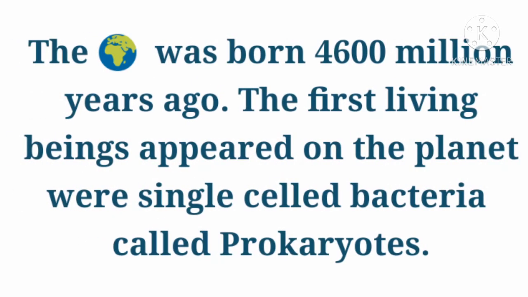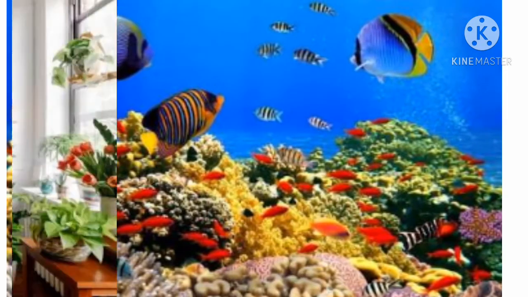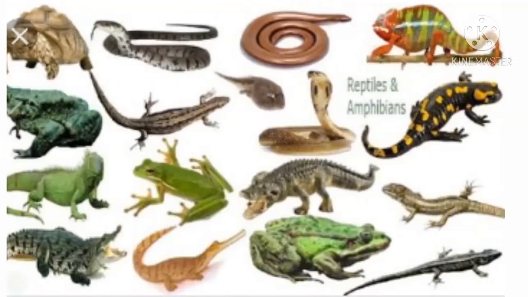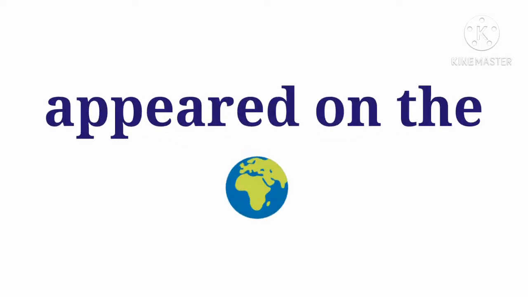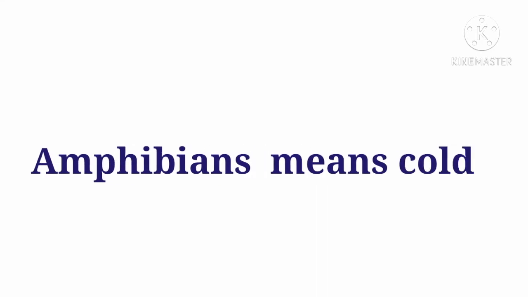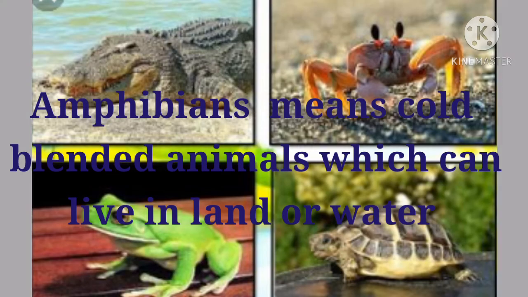The earth was born 4600 million years ago. The first living beings that appeared on the planet were single-celled bacteria called prokaryotes. Then, 4000 to 2000 million years ago, lichens or algae were seen. Next, fishes, plants, insects, reptiles, birds, mammals, grass, amphibians appeared on the earth. Amphibians means cold-blooded animals which can live on land or in water.